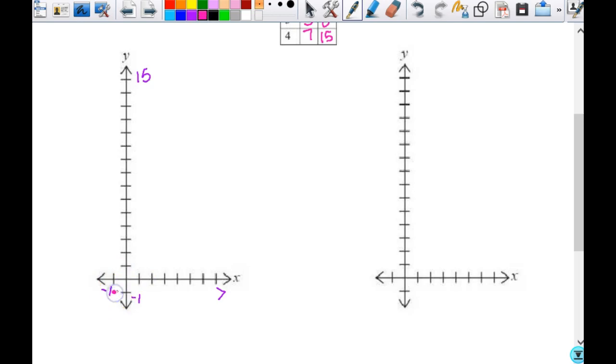So -1, -1, then 1, 0. It's okay. And then 3, 3, 5, 8, and 7, 15. Oh, my shadow on the board, I can't even see where I'm trying to line up. Okay, so about right there.